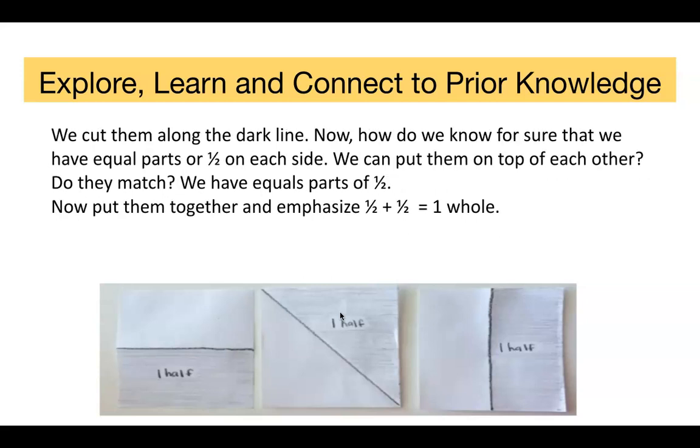So now we're going to actually cut it. If we are in a classroom, we can have them cut it. If they're home, they could cut it in half if they're working remotely. And now how can we be sure that we have equal parts or half on each side? We can put them on top of each other. Do they match? We have equal parts of 1/2. And now put them together, 1/2 plus 1/2 equals 1 whole.